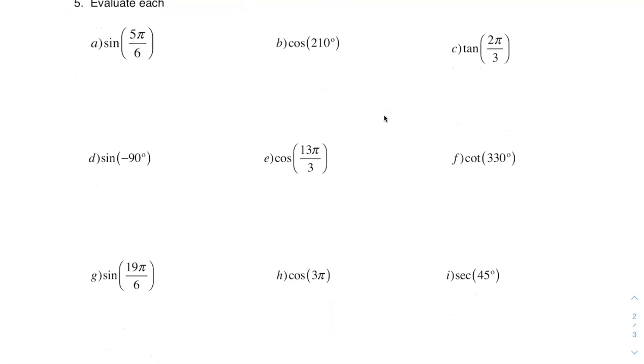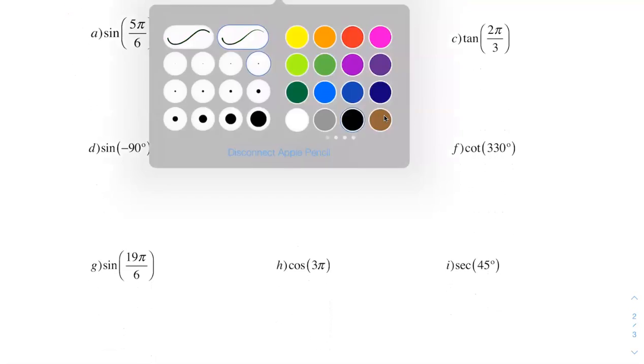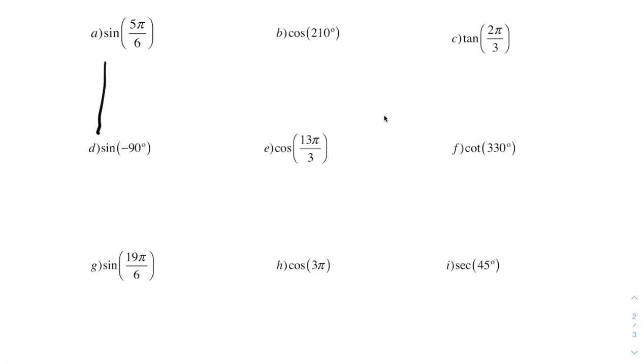Hey, more unit circle practice. Maybe it's important. That's why I gave you guys so much. Sine of 5π over 6. So again, eventually I hope you can start doing this in your head. You're like, over 6 is a 30-degree triangle. So what's sine of 30? Opposite over hypotenuse, so 1 over 2.